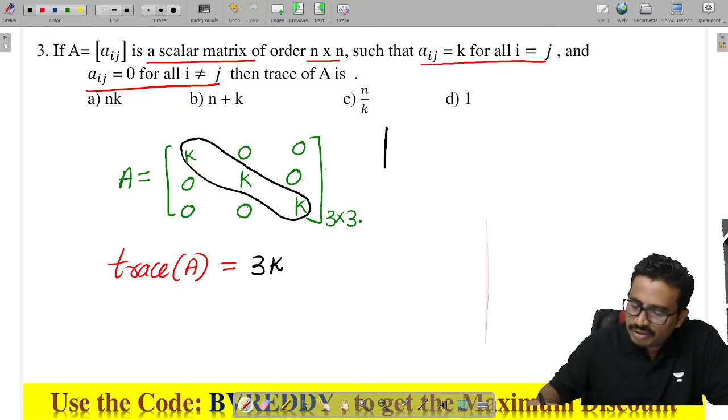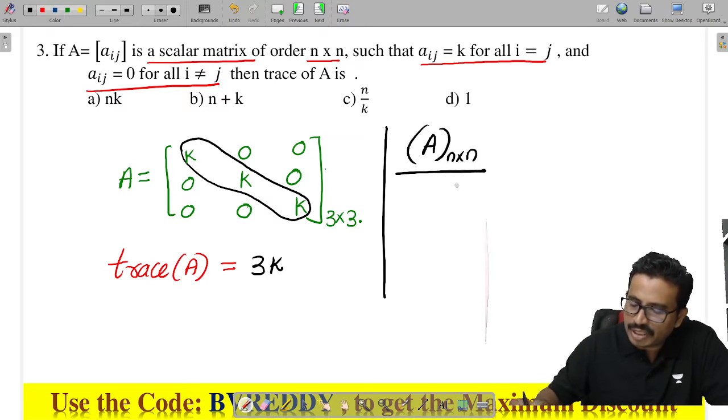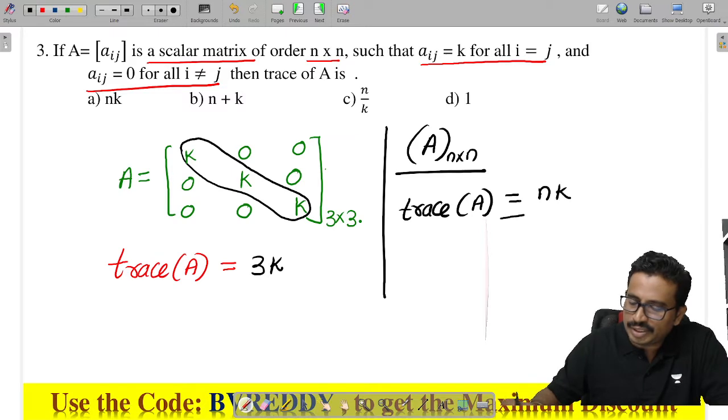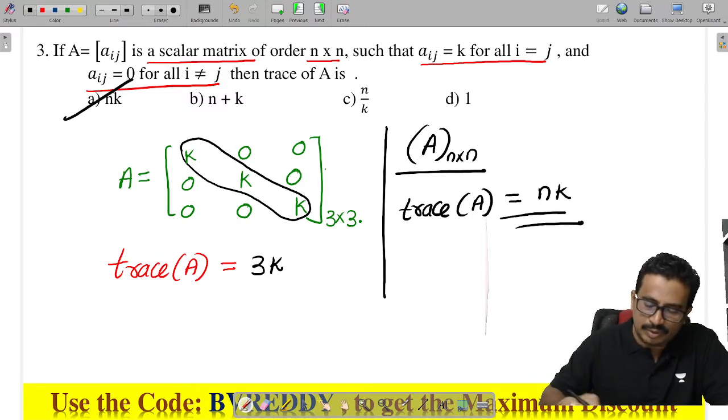The same thing, if I consider a matrix of order n cross n, can you tell me the trace of the matrix? The trace of the matrix is n into k. So option A.